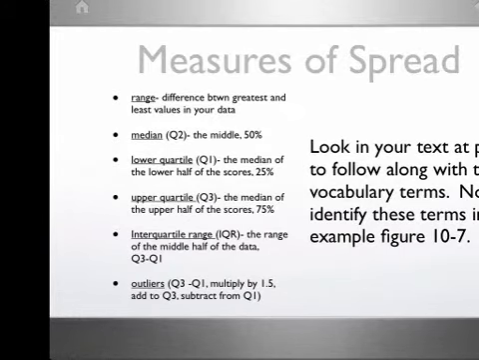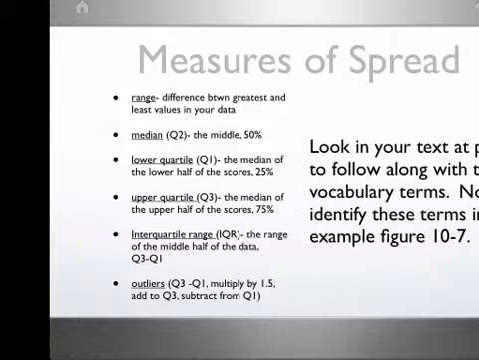Okay, the next section that we're going to talk about is measures of spread. As you can see, there are several academic language vocabulary words that we need to look at. Range, median, lower quartile, upper quartile, interquartile range, and outliers. Now this is where we start getting into box plots and whiskers. If you've never heard of those before, they're in your textbook, and we're going to talk about them in the next few slides. So I want you to understand the difference between all of these.